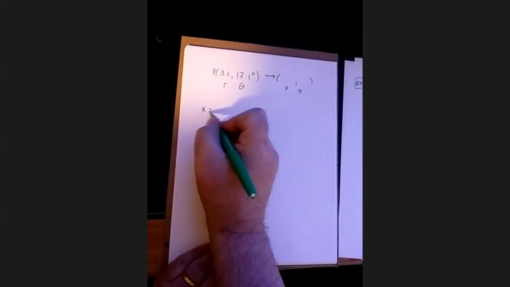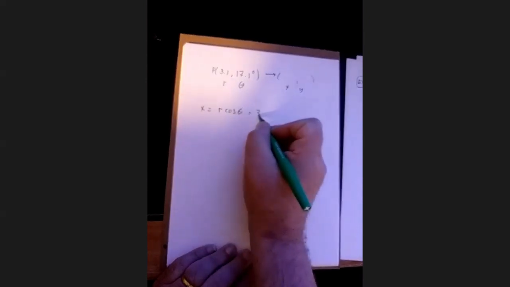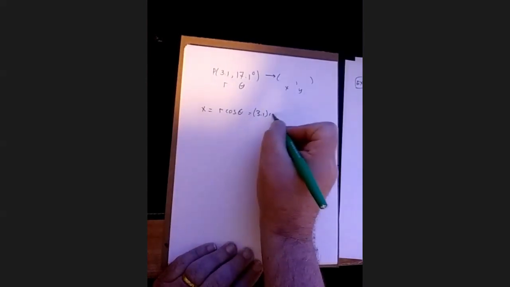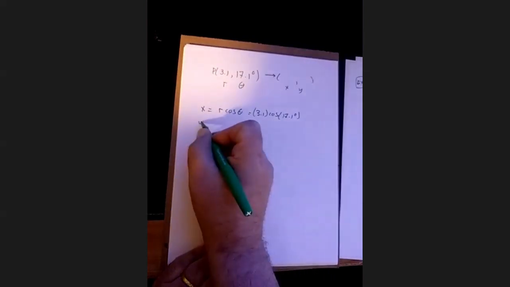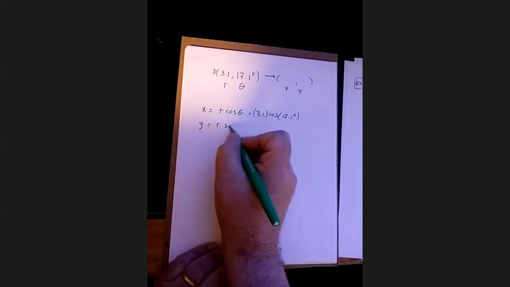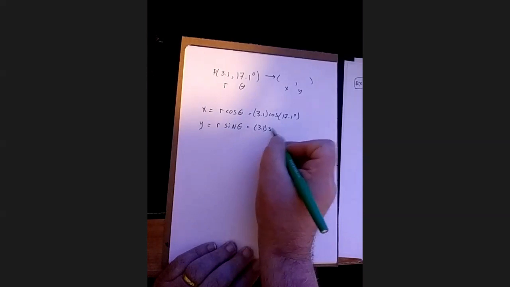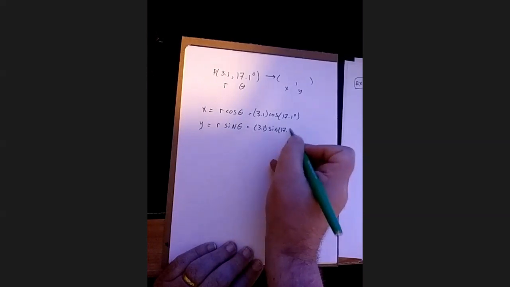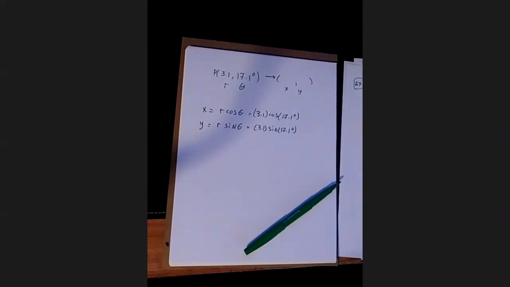The x coordinate is going to be r times cosine theta. That's going to be 3.1 times the cosine of 17.1 degrees. And the y is r sine theta. And that's going to be 3.1 times the sine of 17.1 degrees. Just for speed, I'm just going to do it on my calculator here.